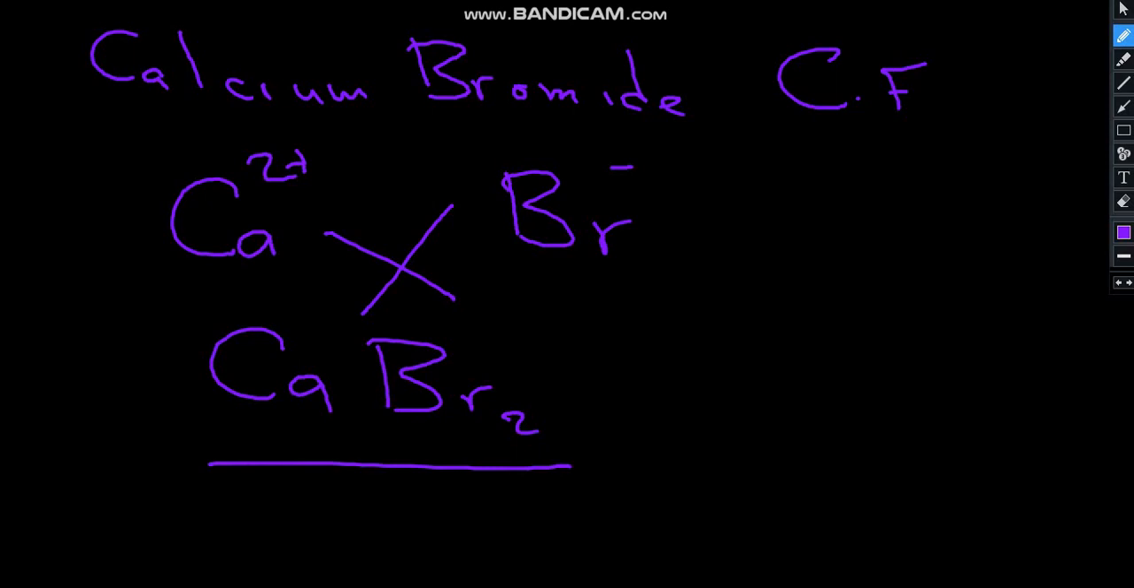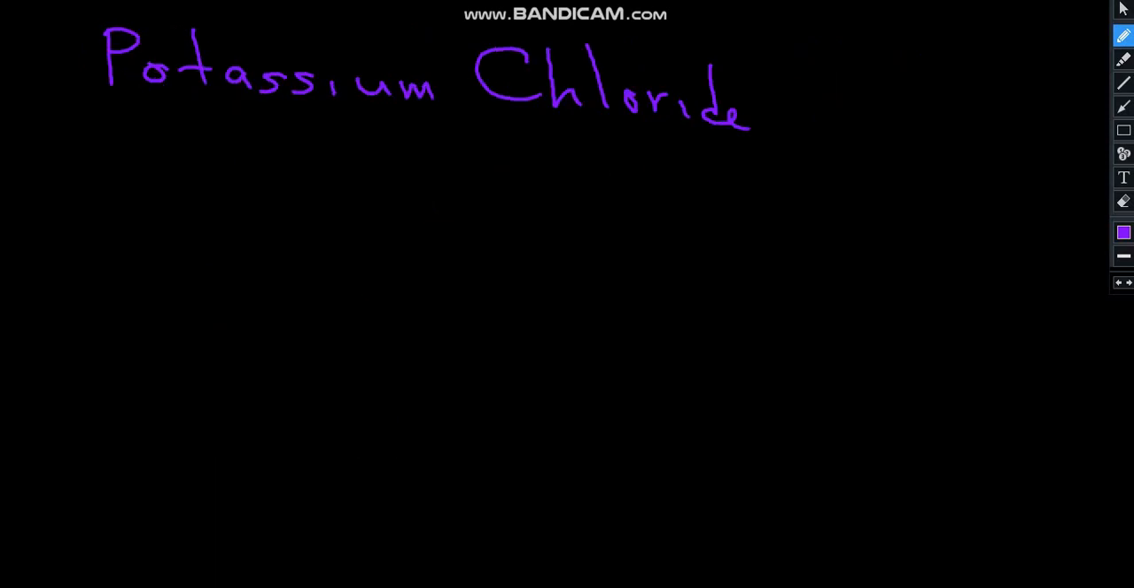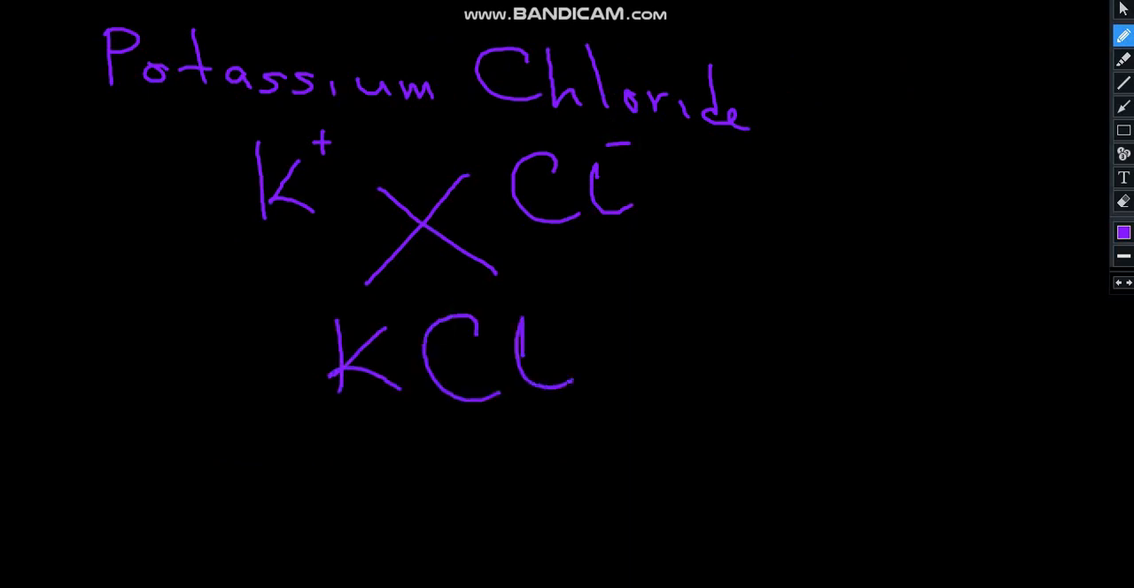Let's do another example. The other example we have is potassium chloride. We know that the symbol for potassium is K, then the symbol for chlorine is Cl. The charge for potassium is positive, then the charge for chlorine is negative. So these charges crisscross, then you have KCl. This becomes the chemical formula for potassium chloride.